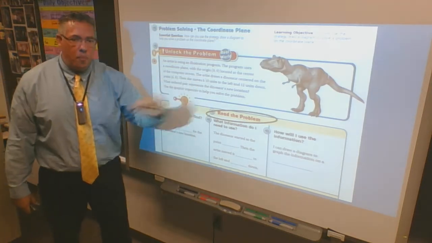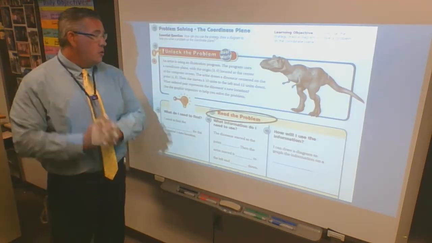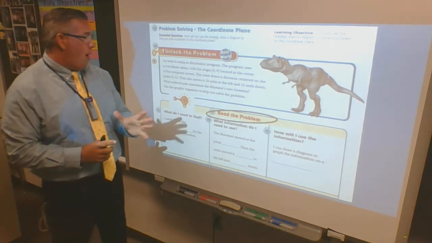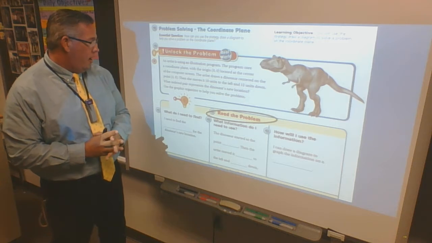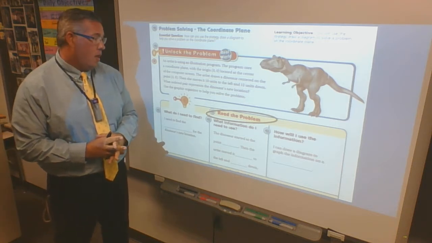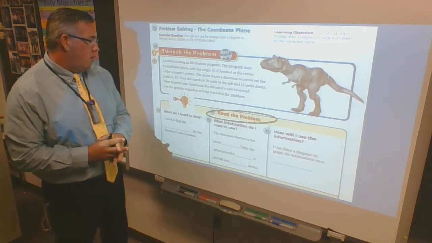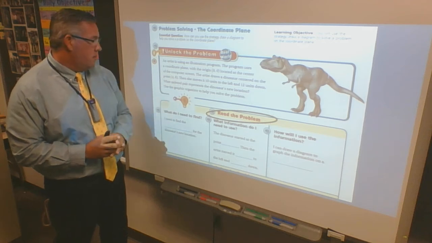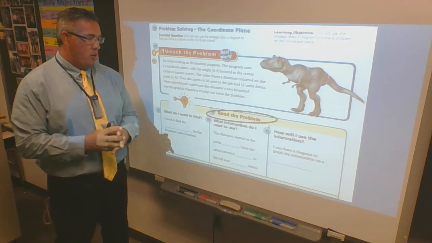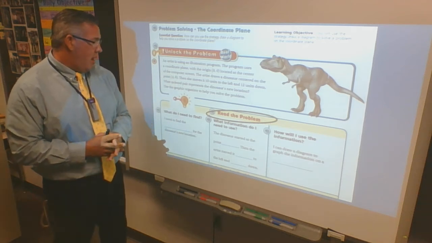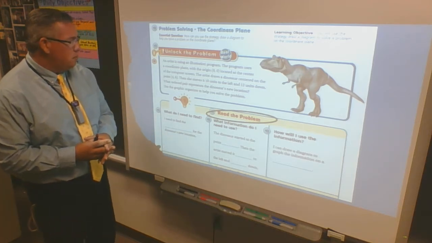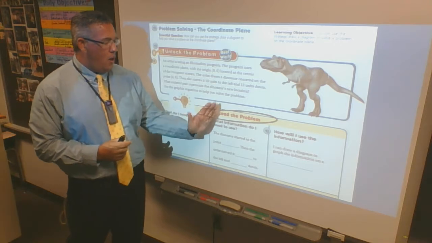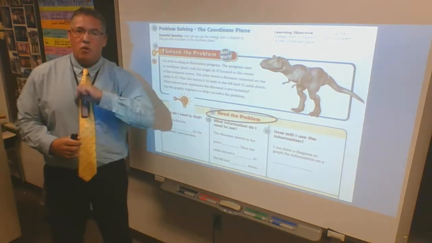I read the problem. An artist is using an illustration program. The program uses a coordinate plane with the origin of 0, 0 located at the center of the computer screen. The artist draws a dinosaur centered on the point 4, 6. Then she moves it 10 units to the left and 10 units down. What ordered pair represents the dinosaur's new location? Use the graphic organizer to help you solve the problem. This is your graphic organizer.